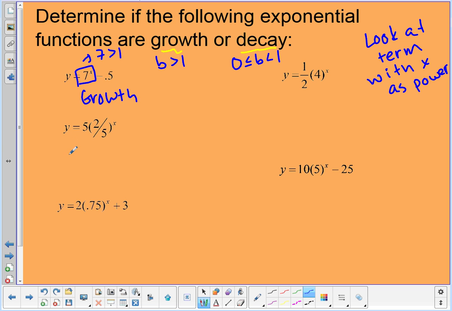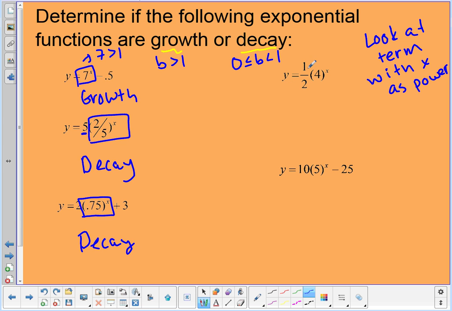In number 7, it's hard to tell sometimes because we want to look at the 5 and say, oh yeah, that's going up, but that's just our initial amount. That has nothing to do with if it's growing or decaying. I really want to look at the term that has the x as the power, and 2/5 is between 0 and 1, so this is a decay question. In number 8, same thing. I'm looking at the term with the x as the power, and that is between 0 and 1, which means this is decaying or going down.